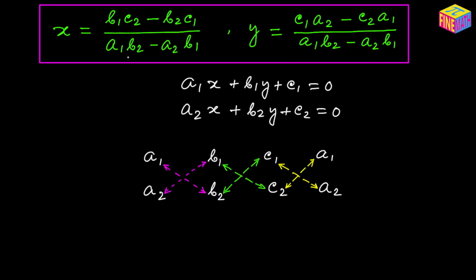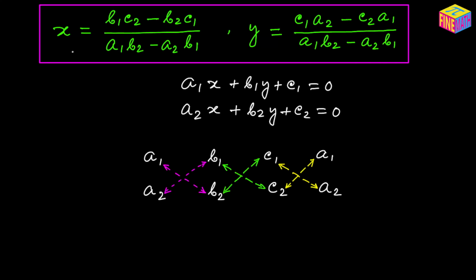And if the x value and the y value have to be finite numbers, then you can clearly see that we can come up with one necessary condition, which is that the denominator cannot be equal to 0. Because if the denominator becomes 0, then this becomes division by 0.